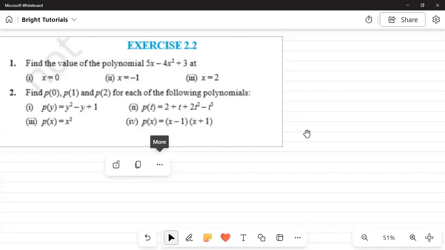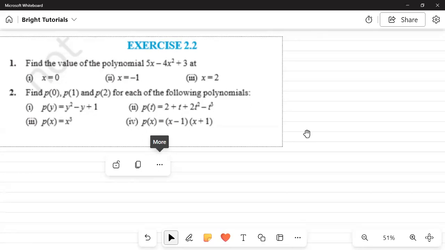Good evening, everyone. Here I'm going to start exercise number 2.2 of polynomials. I hope that you have viewed the last video of exercise 2.1 and have a knowledge about what is a polynomial, how many types of polynomial, and on what basis the polynomials are categorized. I can give you a little recap of the last exercise.